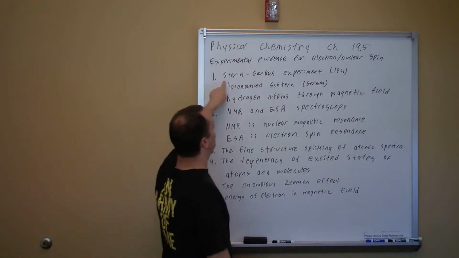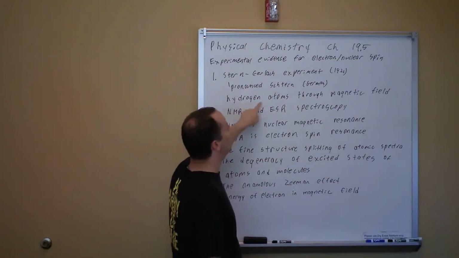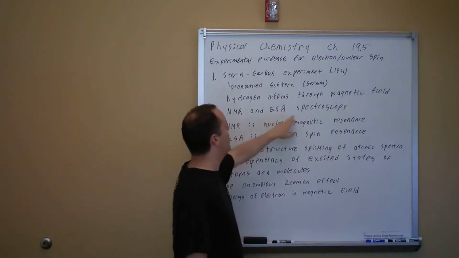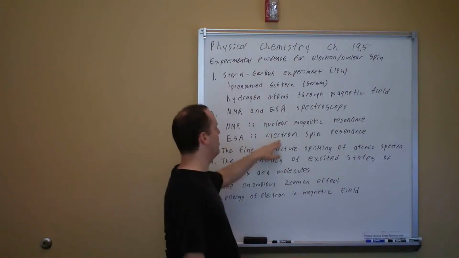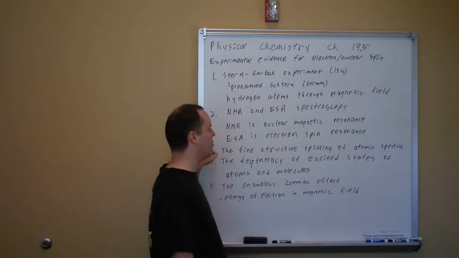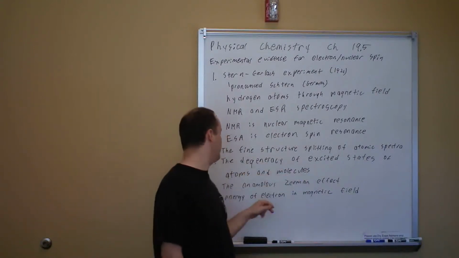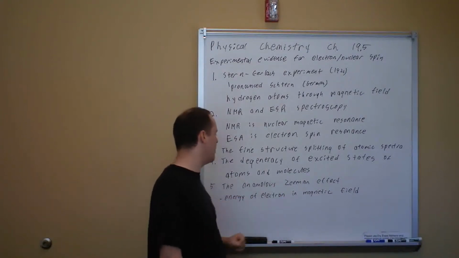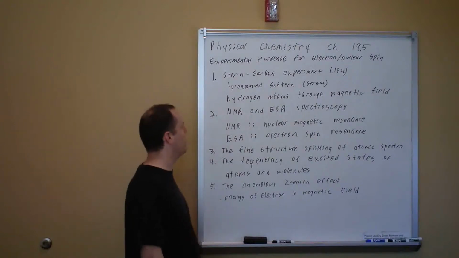So one is the Stern-Gerlach Experiment in 1921. This relates to hydrogen atoms through a magnetic field. 2, NMR and ESR spectroscopy. NMR stands for nuclear magnetic resonance. ESR stands for electron spin resonance. 3, the fine structure splitting of atomic spectra. 4, the degeneracy of excited states of atoms and molecules. And 5, the anomalous Zeeman effect, which relates to energy of an electron in a magnetic field.